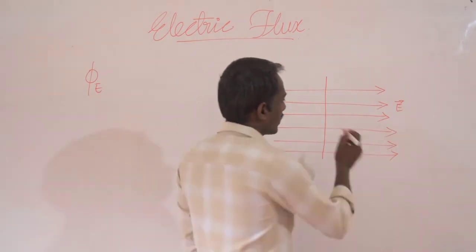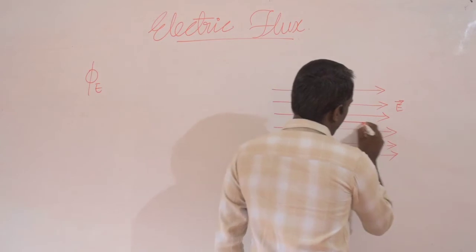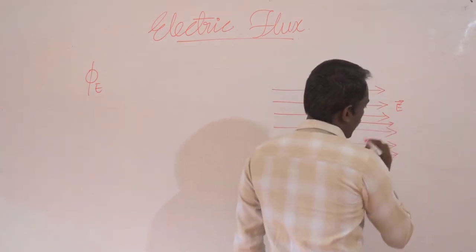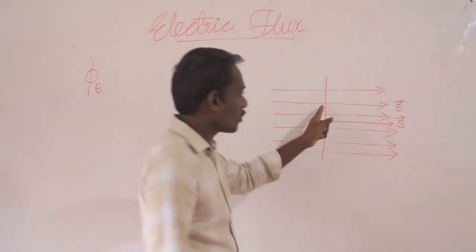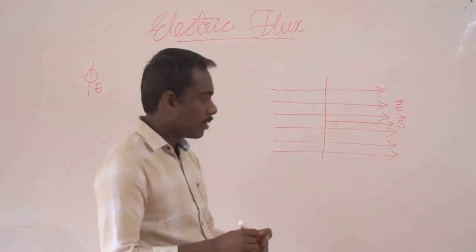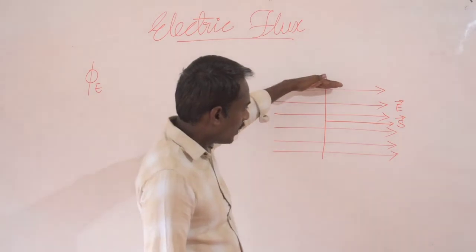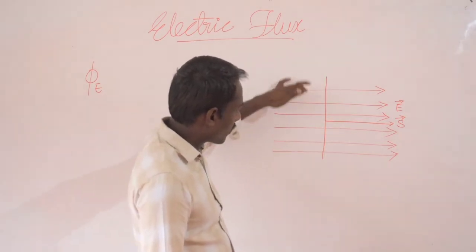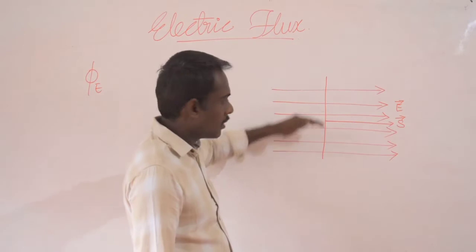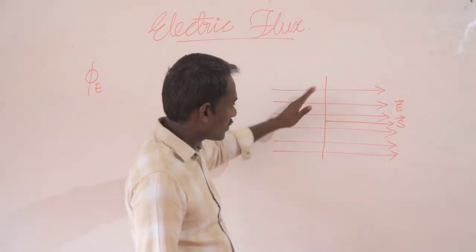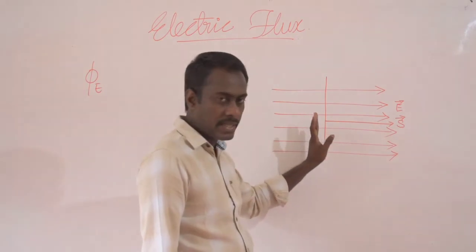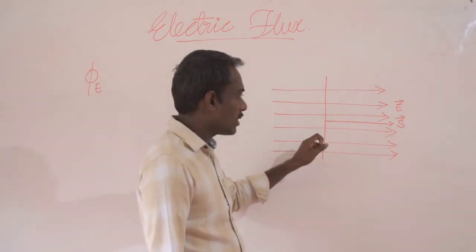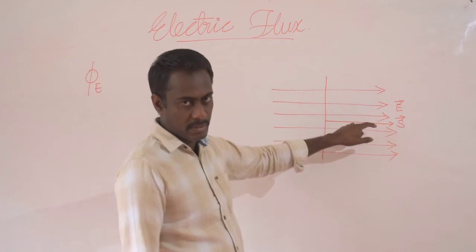And what will be the area vector? This will be the area vector drawn, and this area vector will be along the normal to the surface. And how many electric field lines? These all are electric field lines. The number of electric field lines crossing that surface area is given as the strength of that electric field.